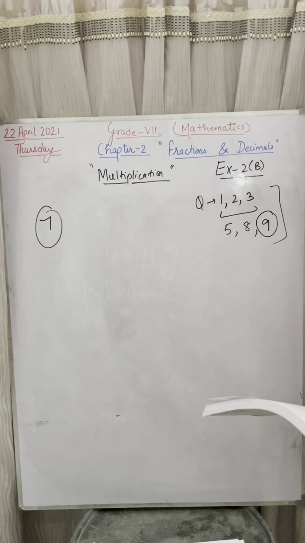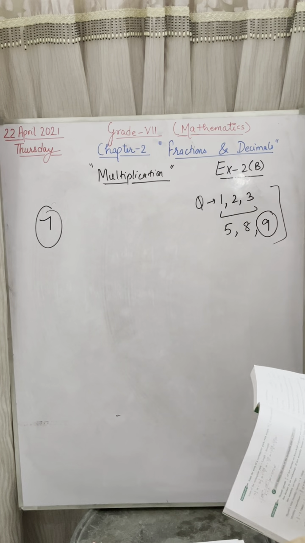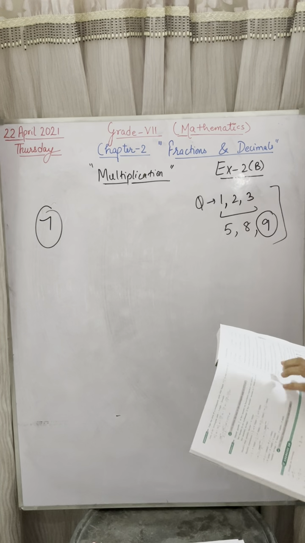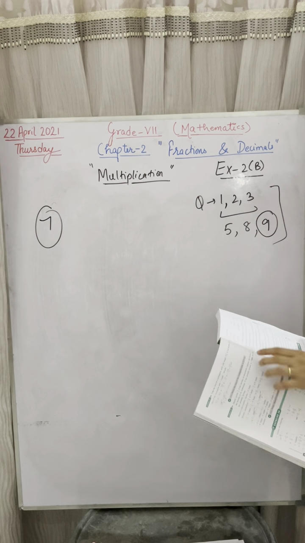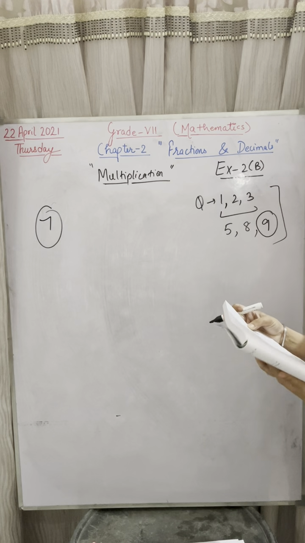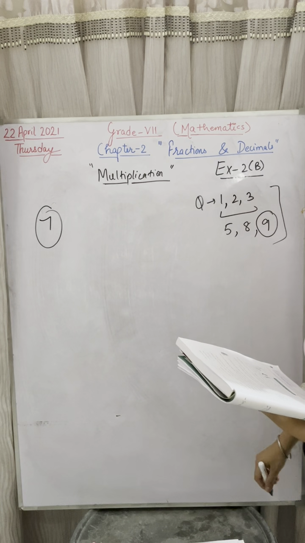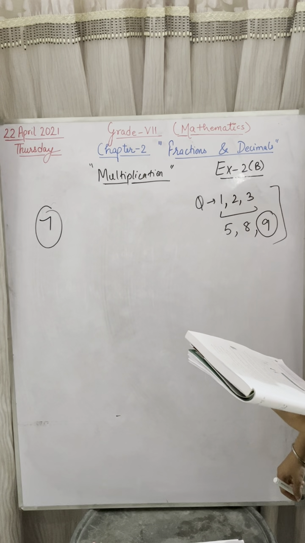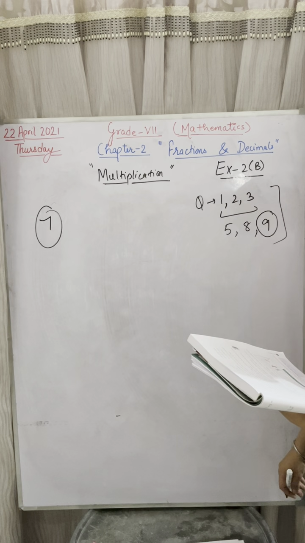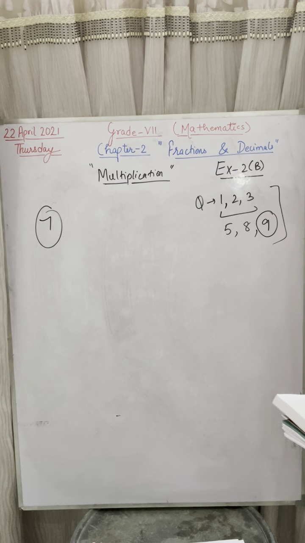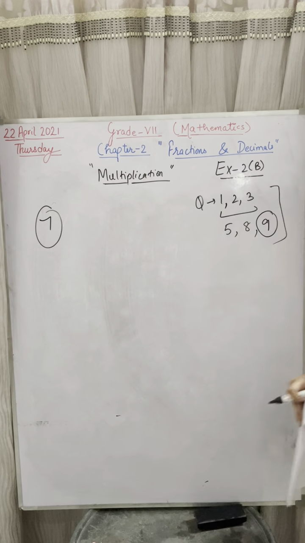Mark these questions quickly. I am going to solve question 7th now. Question 7th is, Vihan reads a storybook for 3 by 5 hours in a day. He reads the entire book in 25 days. How many hours did he take to read the entire book? Please tell me, what should we do in this question? Yes, Arshia, very good.